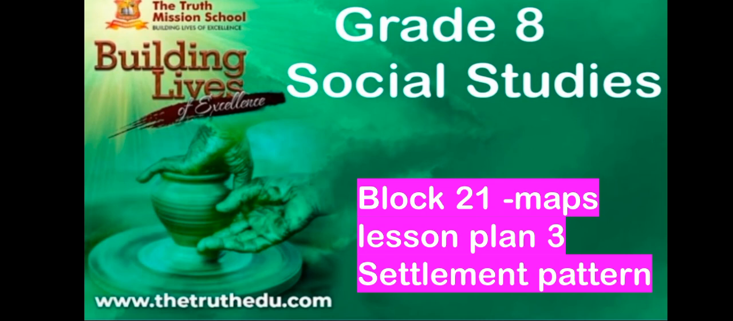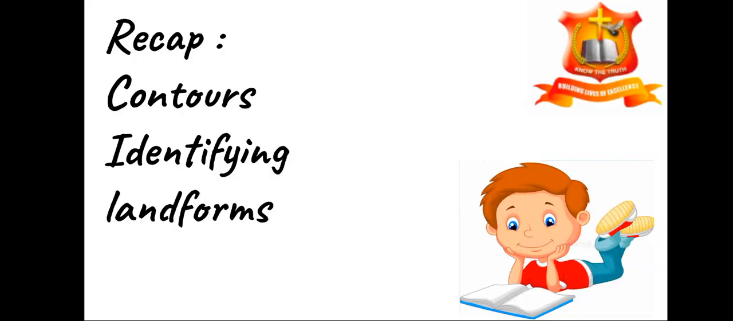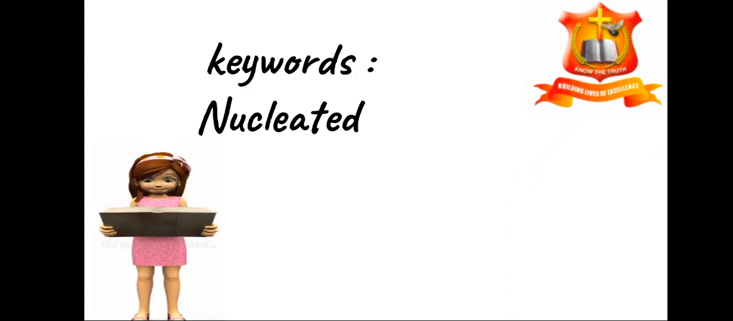Before moving, first of all, we will do a quick recap. In the previous lesson plans, we have read about contours and we identified different types of landforms by showing the contours. I hope you understood both of these topics very well. Now, we will proceed to lesson plan 3, and the new word for this lesson plan is nucleated.